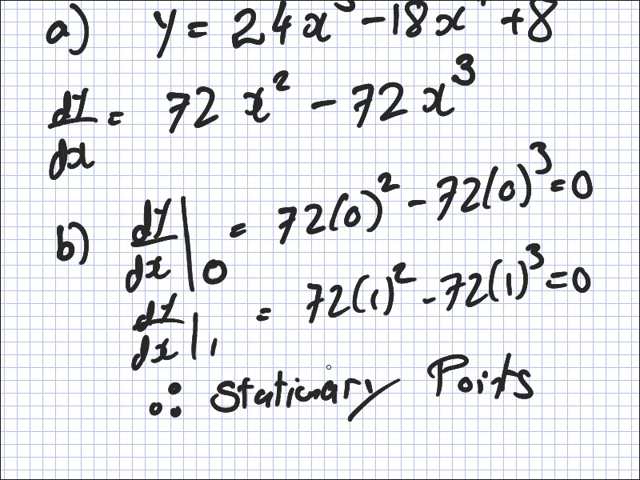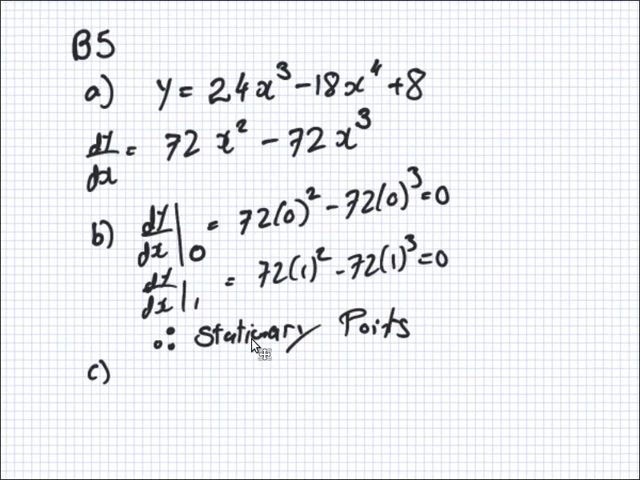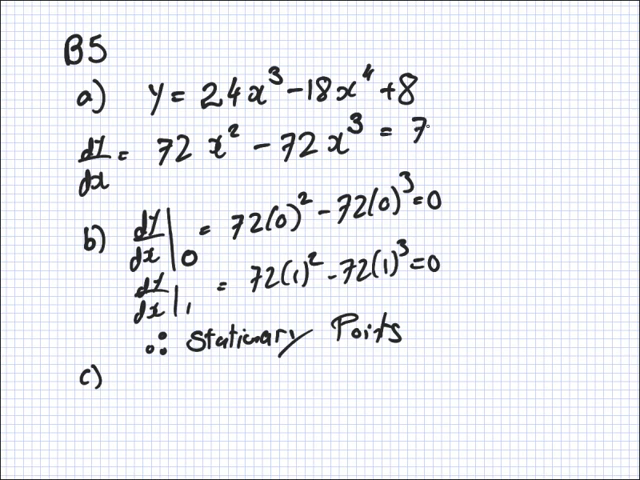Are you asking me something? Good, good. Yes, questions? Oh yeah, that's another interesting way to do it. If you were to factorize here into 72x squared times (1 minus x), then clearly the two solutions are 0 and 1. Yeah, that's fine too.